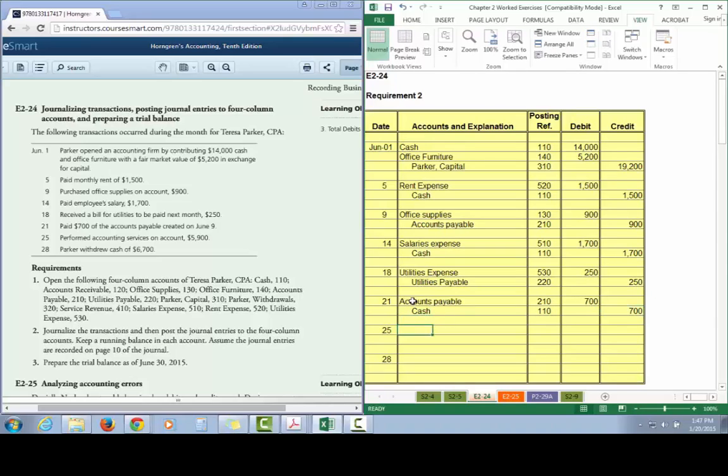All right. Then on the 25th, it said we performed accounting services on account. So we performed services on account. That means we've done some kind of service. They said accounting services. We've earned income, but we haven't received the cash. So we would normally debit cash, but since we're receiving it later, we have accounts receivable. All right. Which they said was account number 120 for $5,900. And then credit would be service revenue.